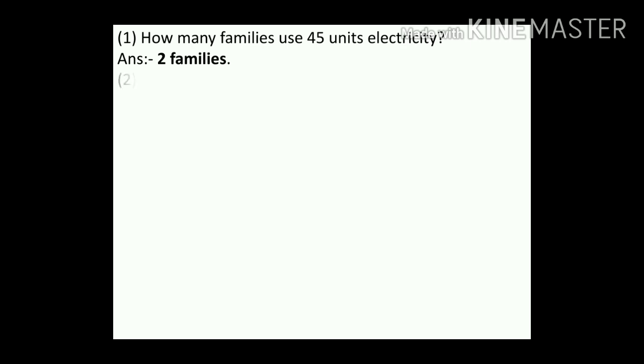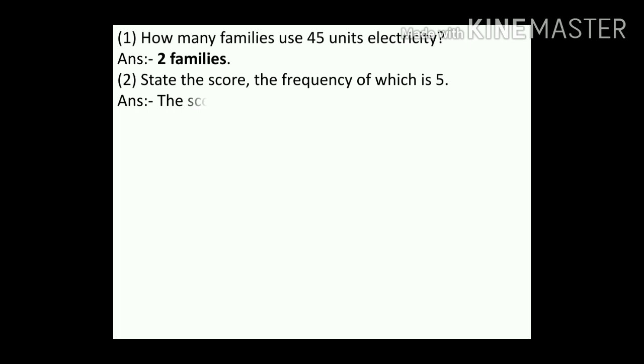Second question. State the score, the frequency of which is 5. So, what is the answer, children? You have to see the table. Okay, you get the answer. What is the answer, children? Tell me. See the table and tell. The score is, children, 75. Okay. 5 families have used 75 units of electricity.